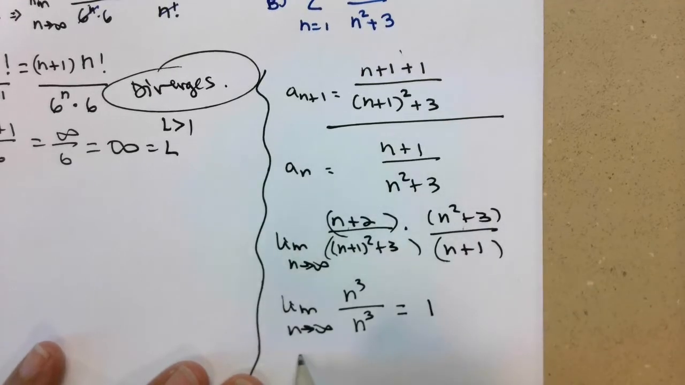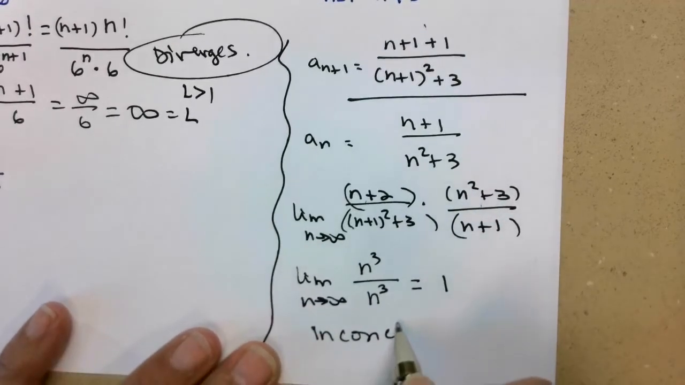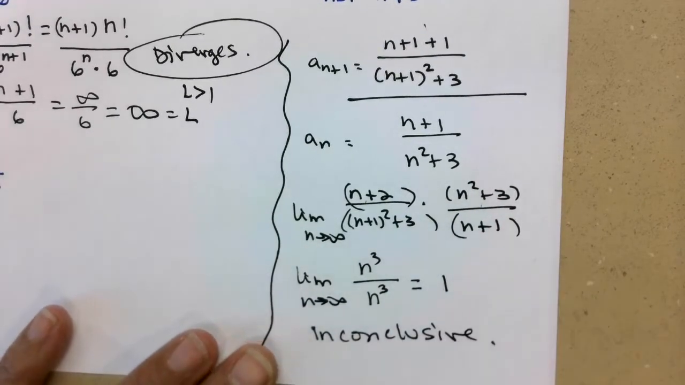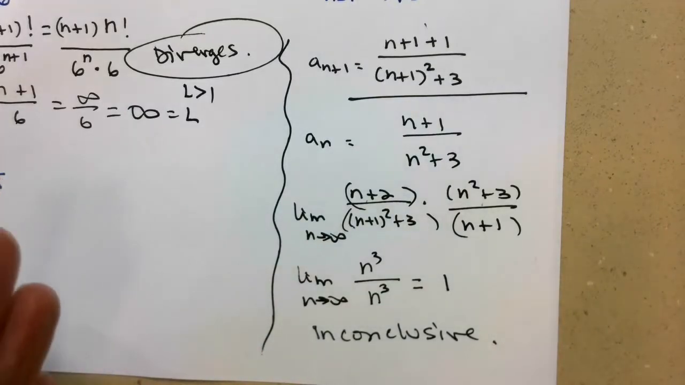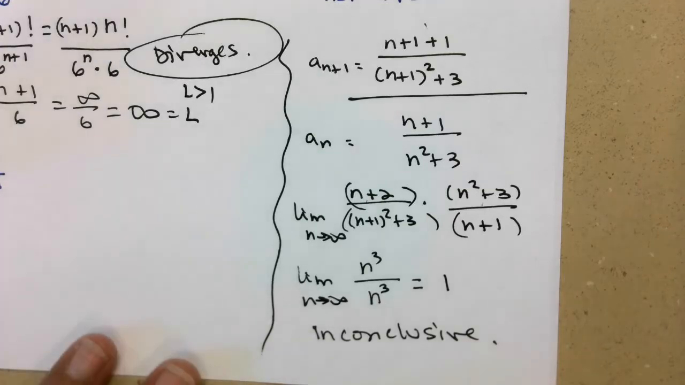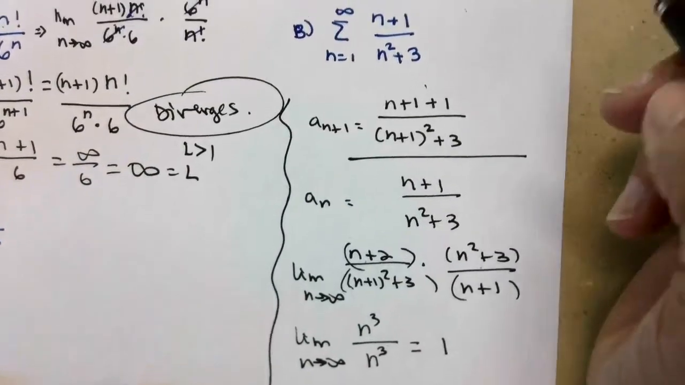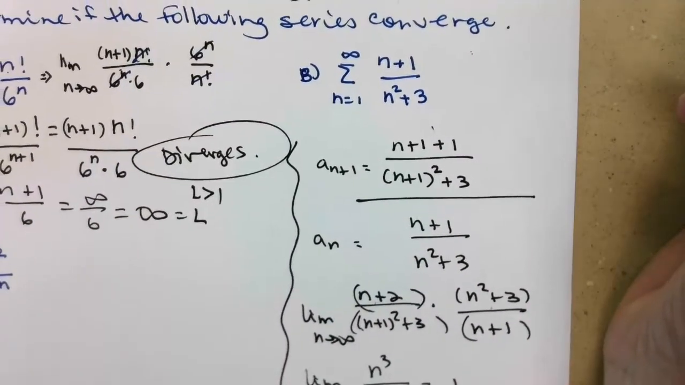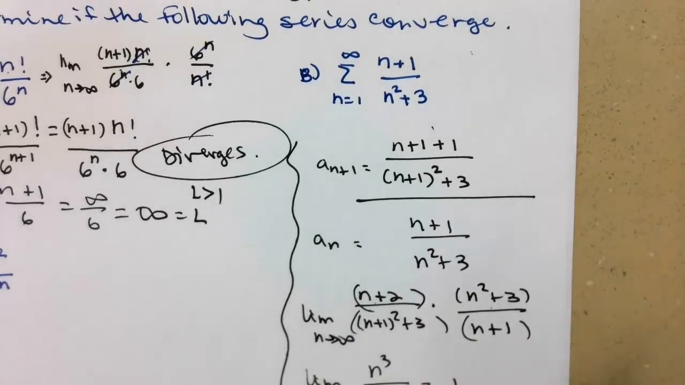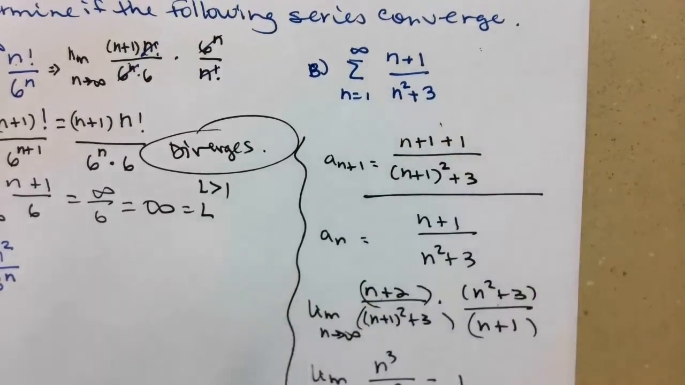So we would say that the ratio test here is inconclusive. The ratio test was not a good test for this one because I got a 1 out. So then I'd have to try something else. I'm not going to do it for you, but you can go look at this video too. I think this would be a comparison test, or maybe even a limit comparison test. I'm pretty sure it diverges, so you could check it against something you know diverges, like the harmonic series.